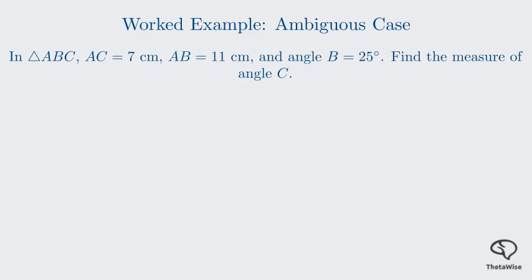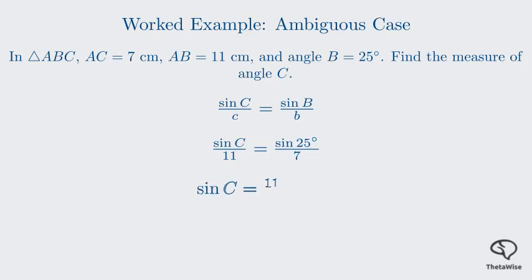We use the sine rule to find angle C. We'll use the ratio involving c and C and the ratio involving b and B since we have the full pair, b and B. The formula is sin C over c equals sin B over b. Substituting the values, we get sin C over 11 equals sin 25 degrees over 7. Solving for sin C, we get sin C equals 11 times sin 25 degrees, all divided by 7. Calculating this, we find that sin C is approximately 0.665.